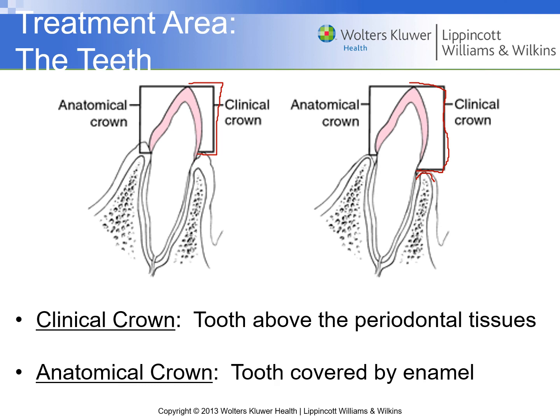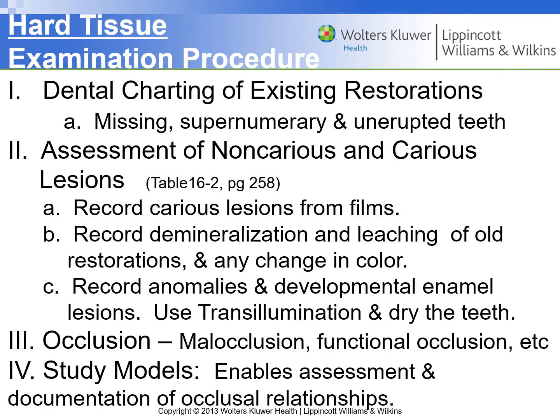The anatomical crown is still what's covered by enamel. So even if this tissue right here were really far below, the anatomical crown is still going to be the CEJ up to the top. The clinical crown is what's showing as you're looking at it, whatever the tooth is above the periodontal tissues.